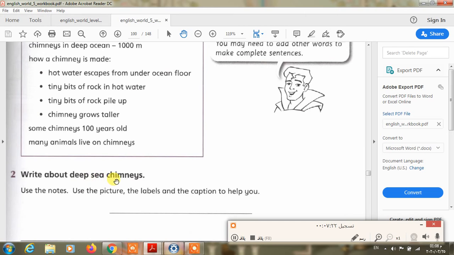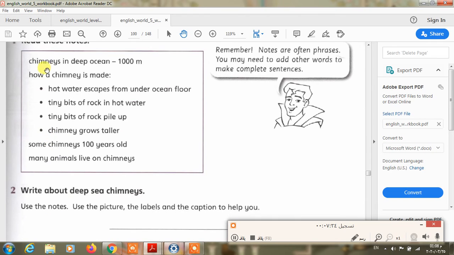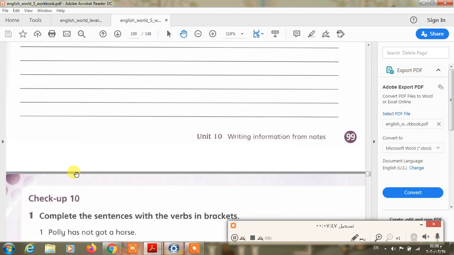Write about deep sea chimneys. Use the notes, use the picture, the labels and the caption to help you. We will write here the deep ocean chimneys and we will add some pronouns, some verb to be, some verbs to give us complete sentences and write them on these lines.